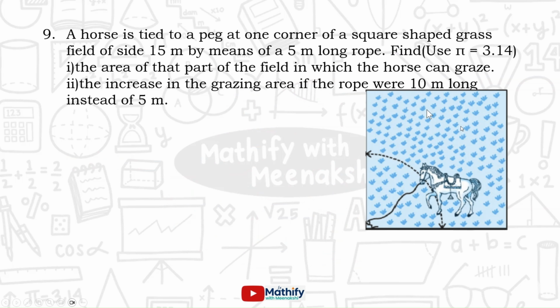A horse is tied to a peg at one corner of a square-shaped grass field of side 15 meters. So let's write this. Side of this square field is 15 meter. Because it's a square, this angle is 90 degree. And it's also given that the length of that rope is 5 meter. This much is 5.